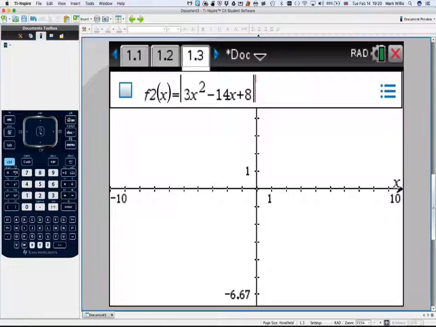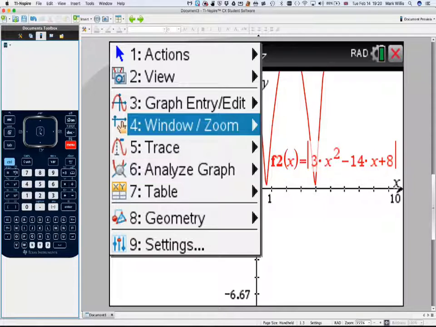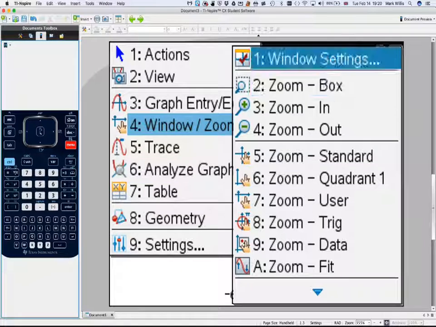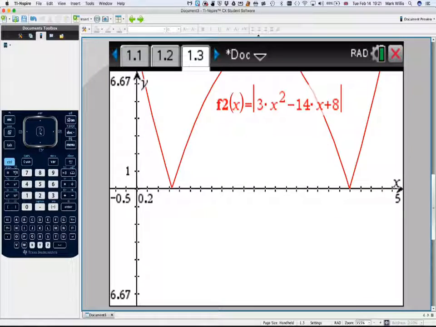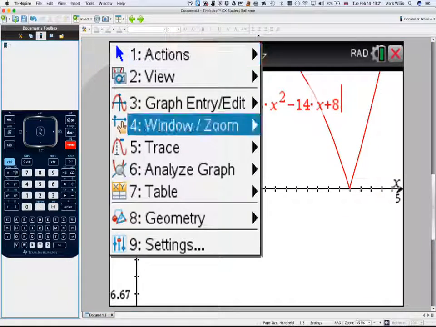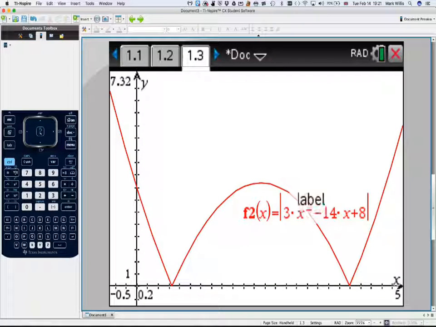Take that to the end, press enter. I haven't got a very good view window there, so we'll just set the view window up the same again. Menu, window zoom, window settings. We'll set the same thing as before, minus 0.5 to 5. Okay, press OK, and then one more time, menu, window zoom, and then we go to Zoom Fit. Then we get a reasonable looking graph.